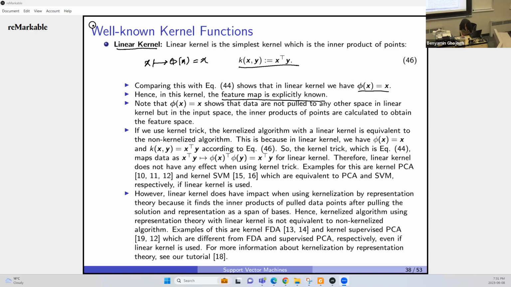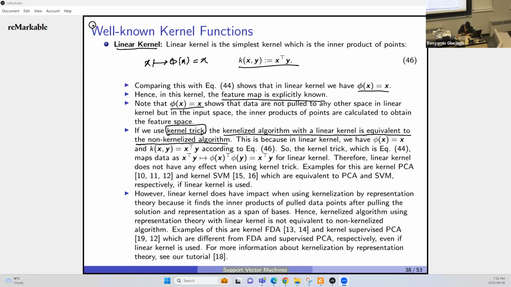Note that phi of X equals X shows that the data are not pulled to any other space in the linear kernel, but stay in the input space. The inner products of points are calculated to obtain the feature space, right? Now, if you use the kernel trick, this is important: a kernelized algorithm with a linear kernel is equivalent to the non-kernelized algorithm. What does it mean? In kernel SVM, which uses the kernel trick, if you use a linear kernel, this is equivalent to SVM.